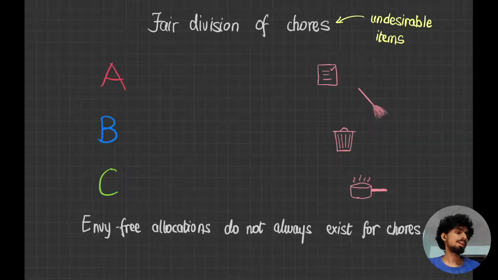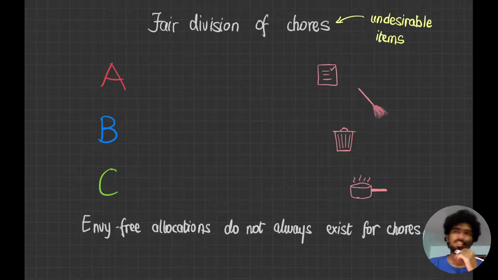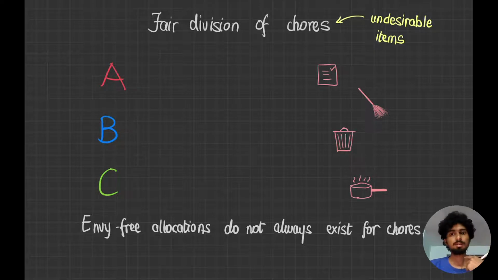What if you want to allocate undesirable items? What if you want to fairly allocate chores to agents? Again, you can't have envy-free allocations, because if you just have one chore and you give it to me, then I'm going to envy everybody who doesn't have a chore. So if it's between two people, I'm going to envy the person who doesn't have a chore. So you can't have envy-free allocation of chores.